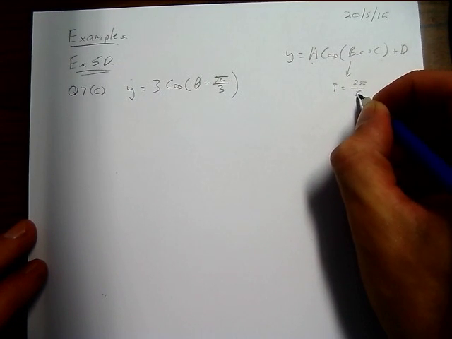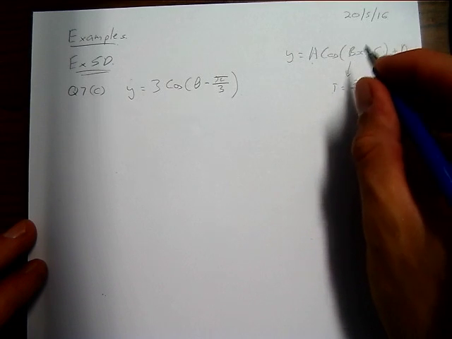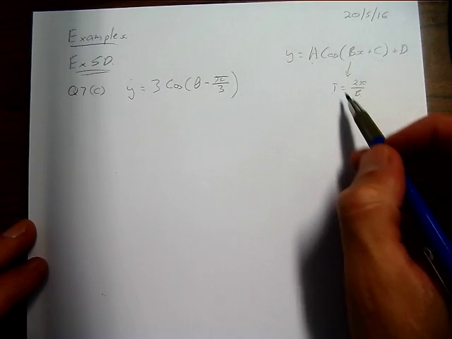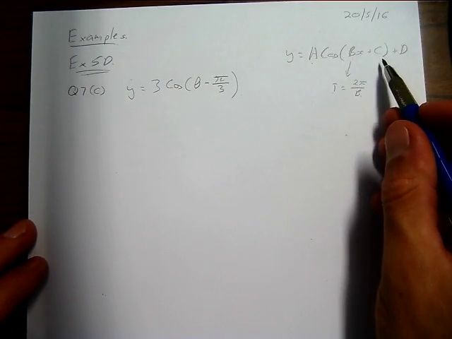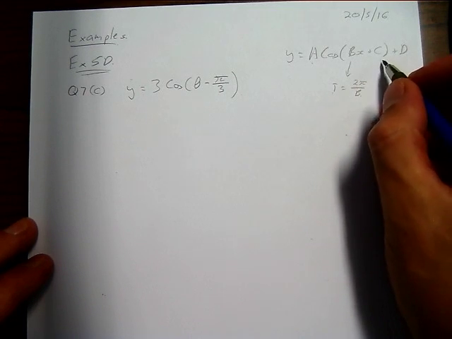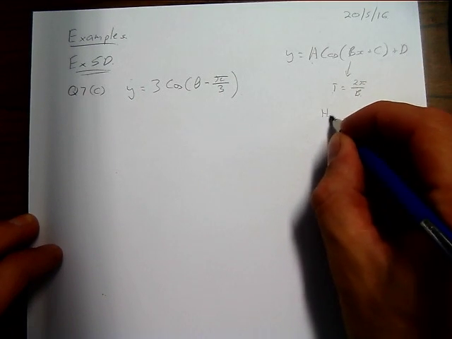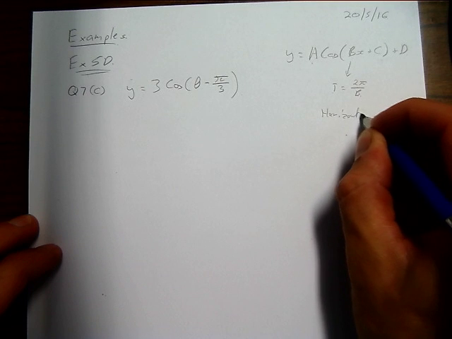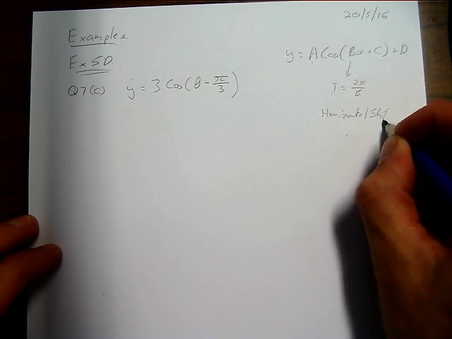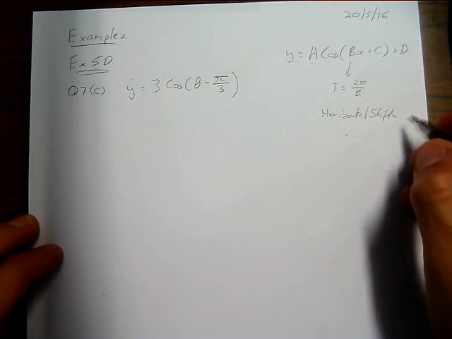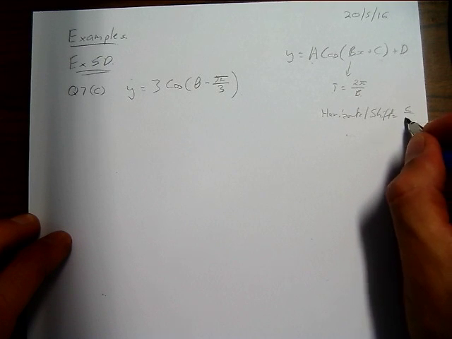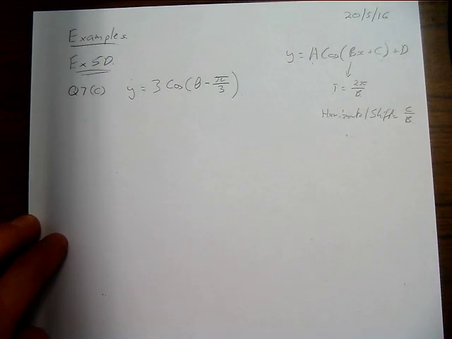So you use B to get the period. B is not the period, but you do use B to get the period. You also use B to get the horizontal shift. That's correct. I also use B to get the horizontal shift. The horizontal shift, what's the horizontal shift? C on B. So I need both of those values to get the horizontal shift.